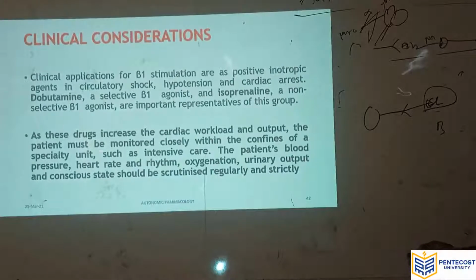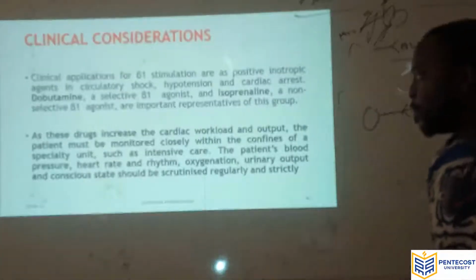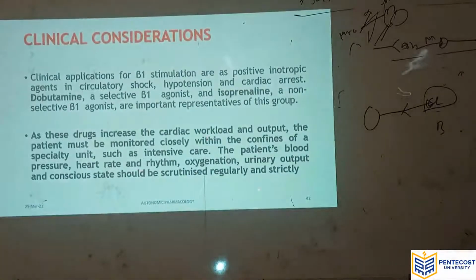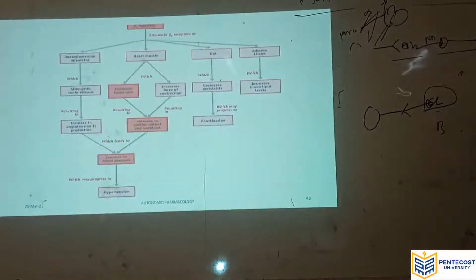If you are going to use that drug, you have to monitor your patient closely, because the heart can also beat faster. So you have to monitor for arrhythmias and other complications. The patient will have to be in the intensive care unit so that you keep monitoring the patient daily. So these are all the things beta 1 is going to do.